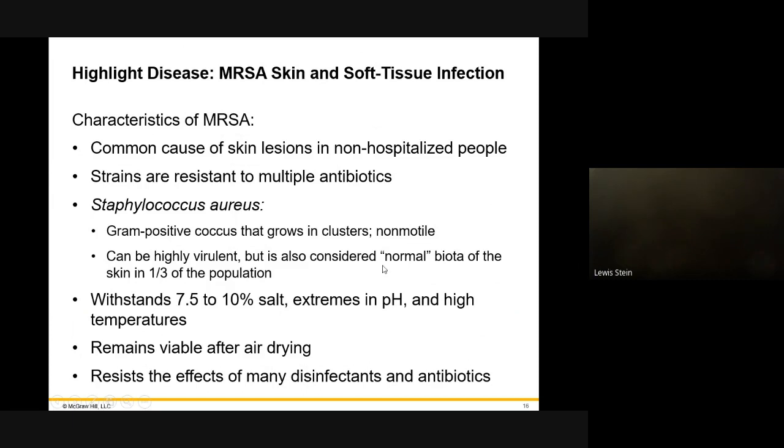Multiple resistance, we know what it is, gram-positive in clusters, doesn't move around, highly virulent, but normal in a third of the population, by whatever statistics they use here. If you work in a hospital or in a clinical environment, you have it on you much more frequently than that. It tolerates 7.5 to 10% salt, extremes in pH, high temperatures. It's very difficult to find an environment where it does not grow well. Viable after drying, resistant to a lot of disinfectants and antibiotics. That is, it's a potential superbug in that sense. Hasn't gotten to that yet.